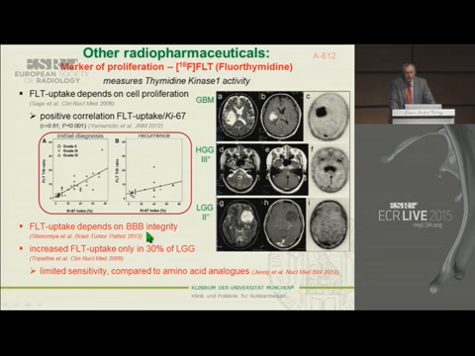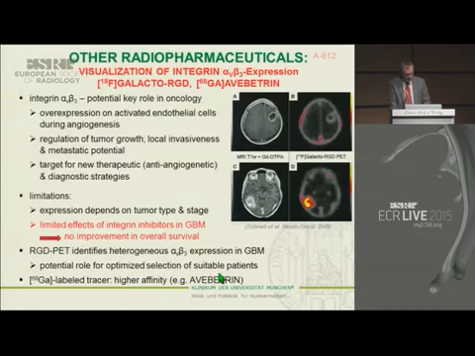blood-brain barrier integrity, and we are most interested in areas where there is viable tumor and the blood-brain barrier is not yet disrupted. So this is very interesting, since you need to resect these areas to avoid recurrence. And you have also an increased FLT uptake only in a minority of low-grade gliomas. So this limited sensitivity makes it, from my point of view, inferior to the amino acid analogs.